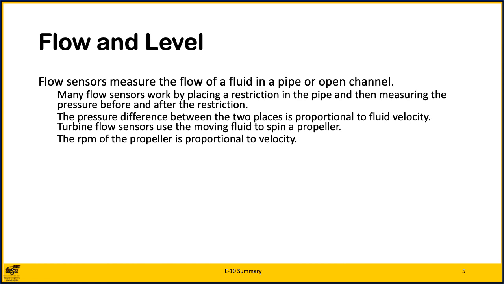Flow sensors measure the flow of a fluid in a pipe or open channel. Many flow sensors work by placing a restriction in the pipe and then measuring the pressure before and after the restriction. The pressure difference between the two places is proportional to fluid velocity. Turbine flow sensors use the moving fluid to spin a propeller. The RPM of the propeller is proportional to velocity.